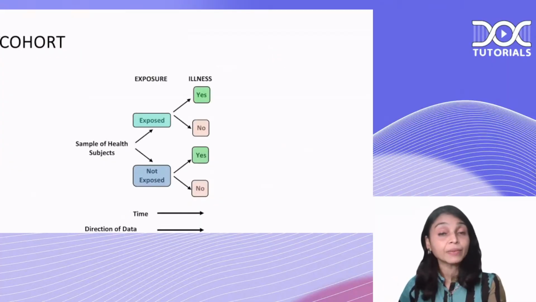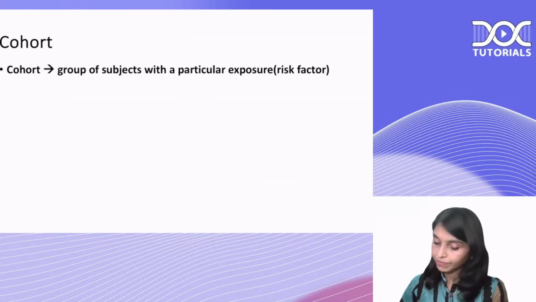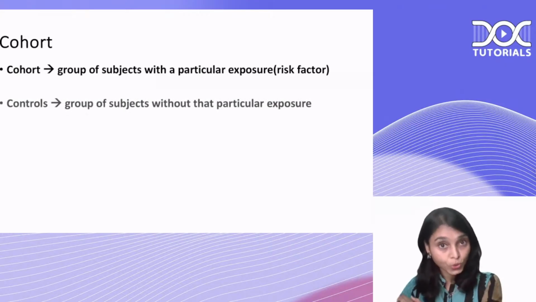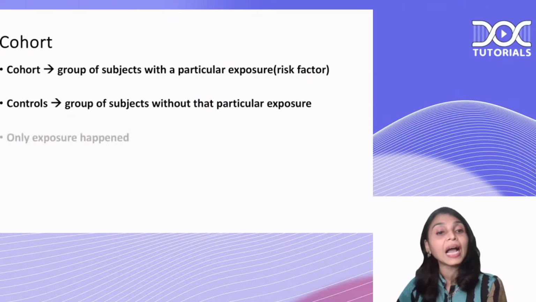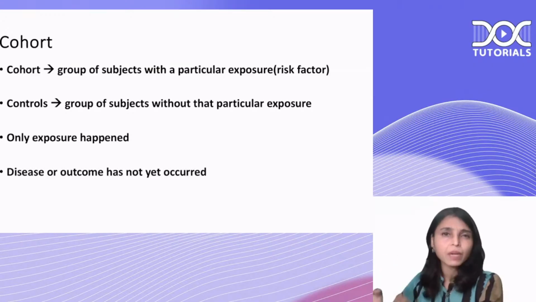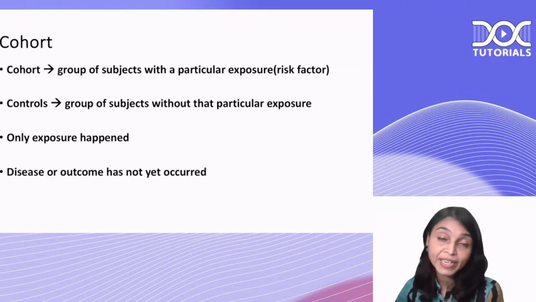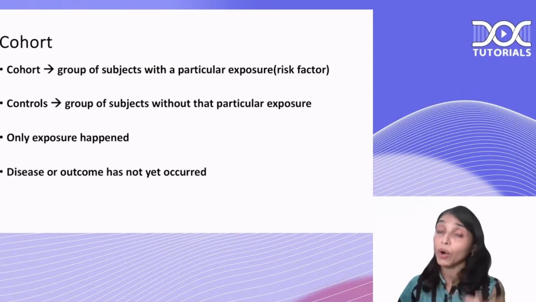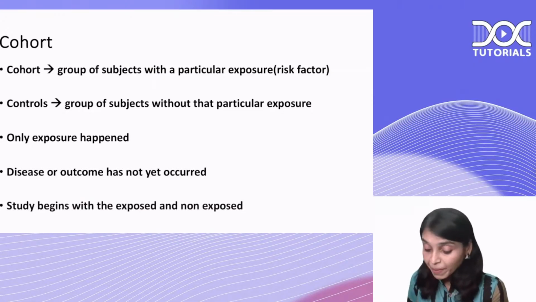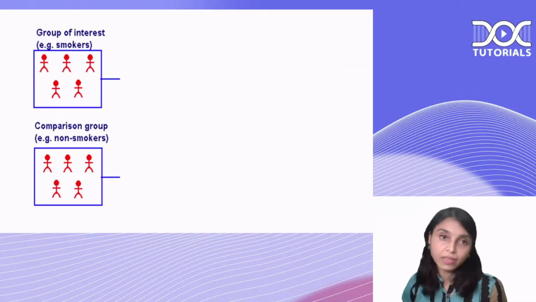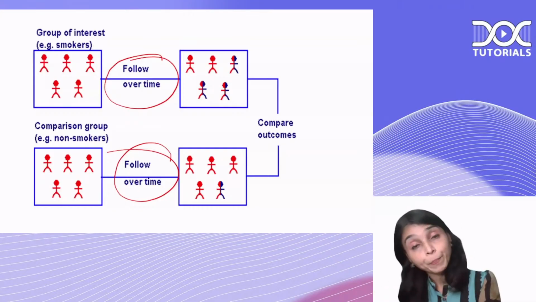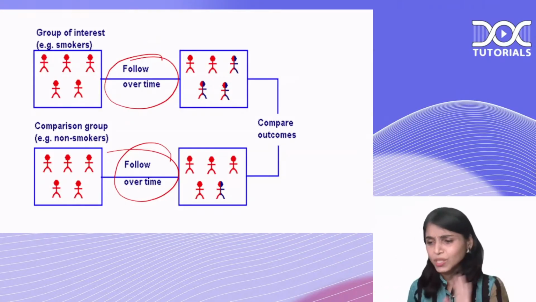And what about cohort? I said you're starting with the exposed and non-exposed. You're starting with a group with a particular exposure, then you need a control group without that exposure, and only the exposure has happened there. You are following them for a particular period of time to know what percentage of your exposed will develop the outcome at the end of your follow-up time, and what percentage of your non-exposed will develop the outcome. Like I said, you will find key points like followed up, into the future, prospective study design.